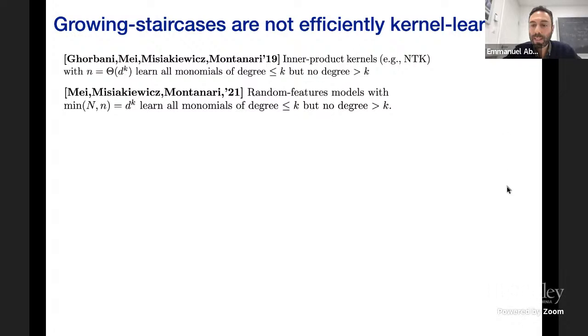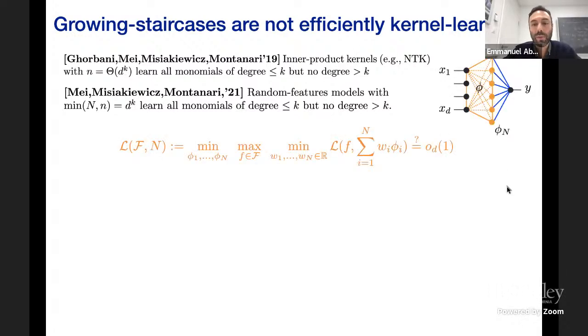Now, the question we ask is, can we have a more general result that shows that no matter what your kernel is, even if you try to be smart and you know that the function class is a staircase, so you can say, okay, I'm going to put all my degree one monomials, and then I'm going to sparsify the degree k with some proper sparsification, etc. Could we argue that no matter what the number of features N we use, as long as it is polynomial, we will always be in trouble to learn a staircase of growing degree?